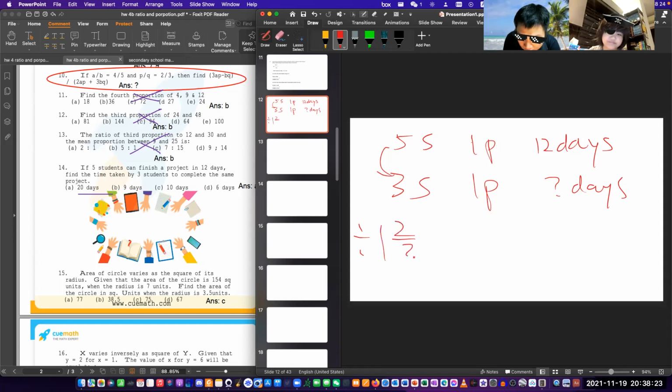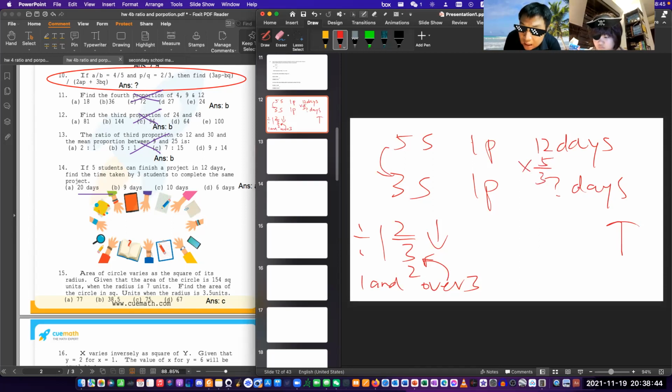1 and 2 over 3. That's how you read it. That's how you read this mixed number, right? And then manpower reduces, time should go up for the same task. So you have to times this factor, and then you are supposed to get 20 days. Yep, the answer is 20.